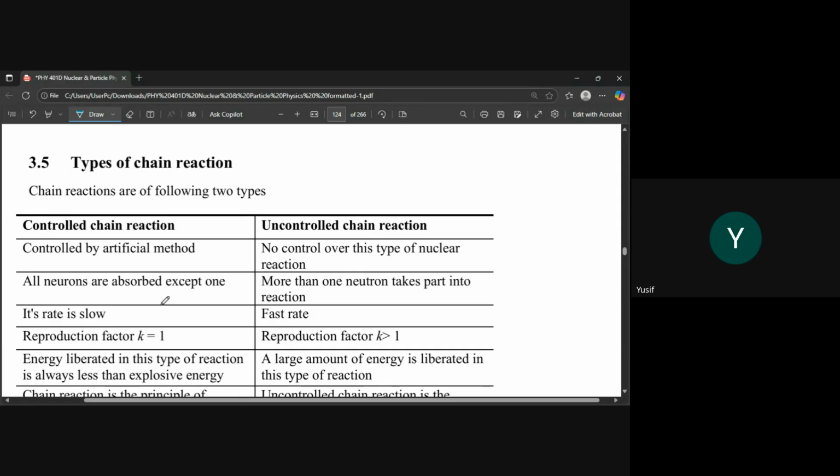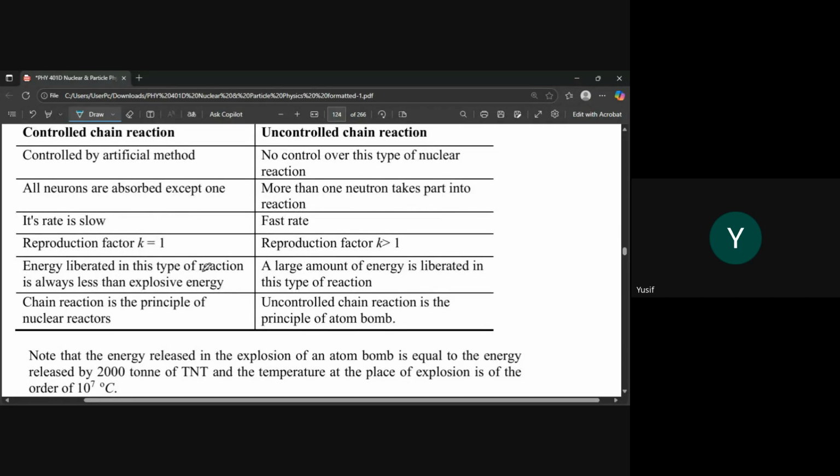And the energy liberated in this type of reaction is always less than explosive energy. So in the controlled one, the energy being produced is less than what would cause harmful impacts or explosions, so an accident that occurs is not that harmful as compared to the uncontrolled one, because at that point, you know the amount of energy produced.